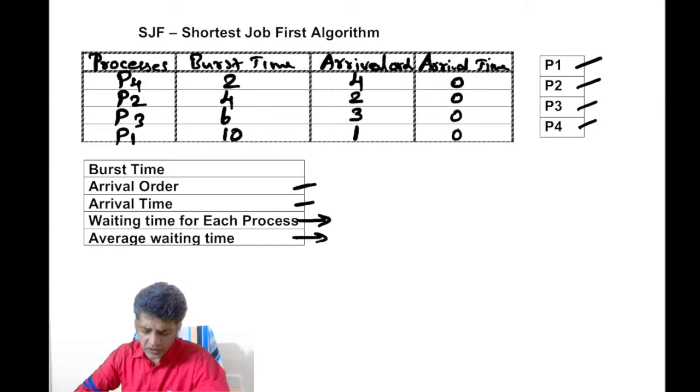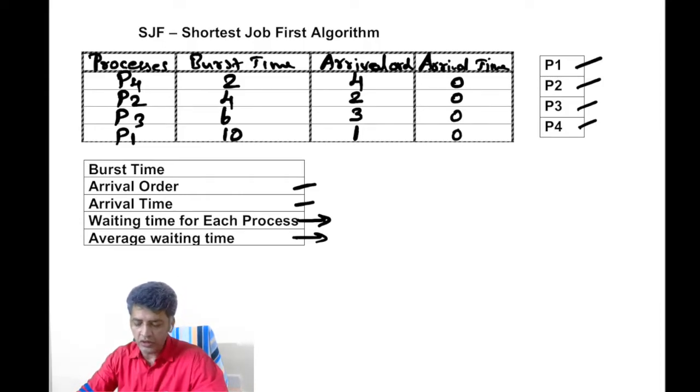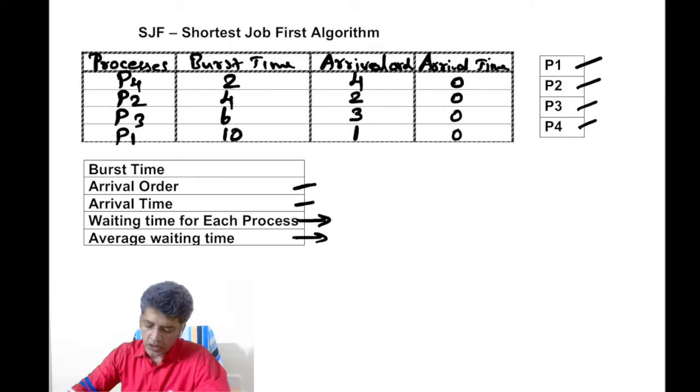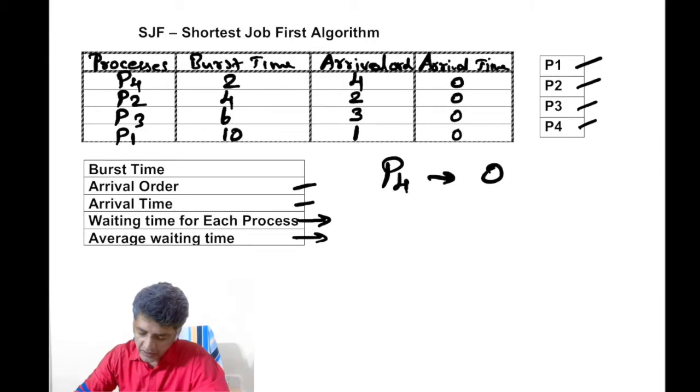Now, based on this rank, right? So the operating system has rearranged the process. Now process 4 will get the chance for execution first. Process 4's waiting time is 0. Why? Because arrival time is 0, so immediately it will get the chance of execution. So the arrival time is 0, as well as the waiting time for process 4 is 0.